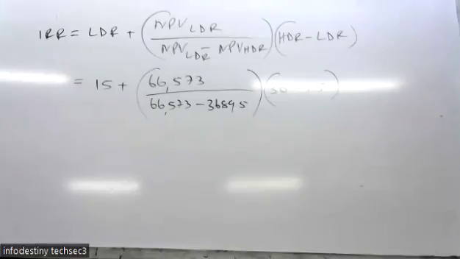The higher discounting rate, the lower discounting rate. It's not 27.5. The lower discounting rate is the lower one or the higher, and the lower one was what? 16%.